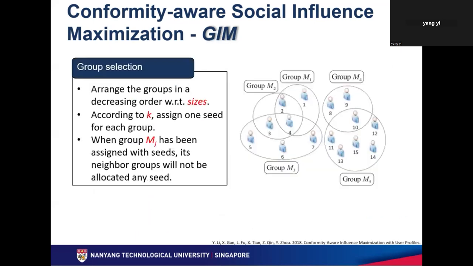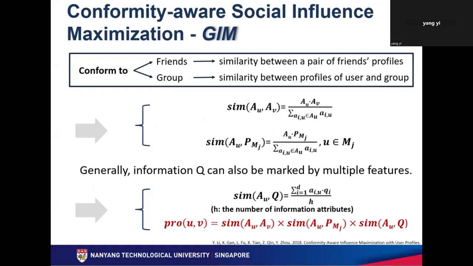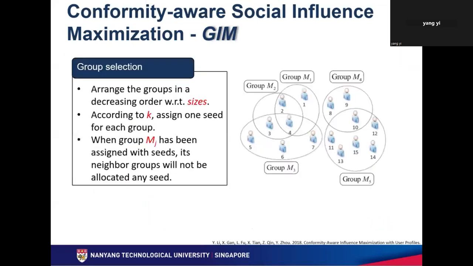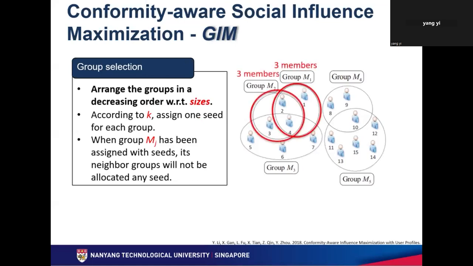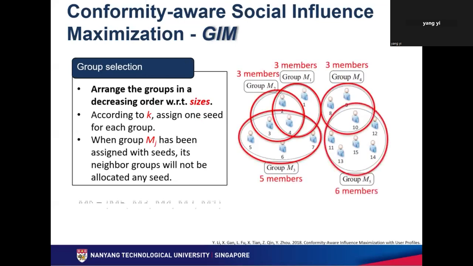So we have the probability for U to influence V using all three types of similarities. And we carry on to the node selection part, how we can select nodes. So we arrange groups in descending order with respect to size, and according to k, assign one seed for each group. Notably, when a group has already got a seed, its neighbor groups will not be allocated any seed in priority. For this example, we show the size of each group, and we rank the groups according to size.